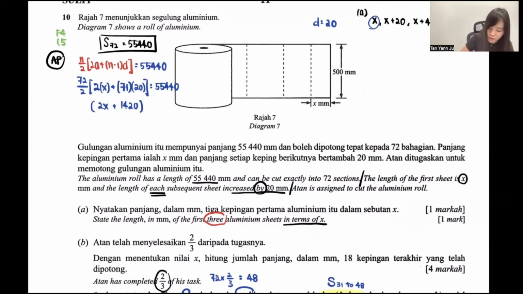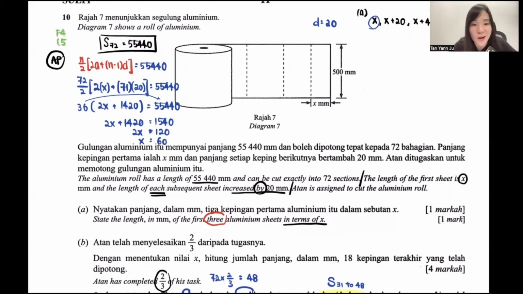72 divided by 2, 36 outside, equivalent to 55440. 55440, can I divide by 36? Yes, I can. So guys, I move it over. Then after I move it over, continue to move until I can get the X answer. So plus 1420, move it over, minus 1420, times, move it over, divide. Oh, so my X is 60. So now I know the first term is actually 60 millimeter.